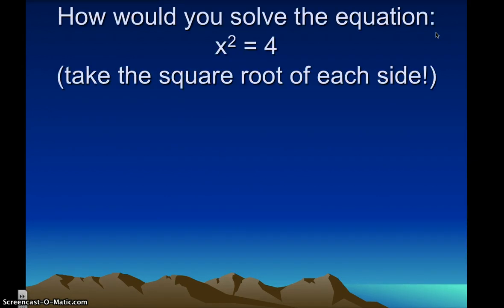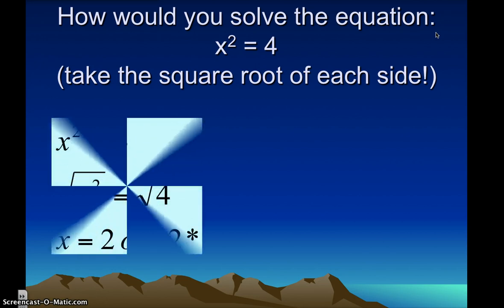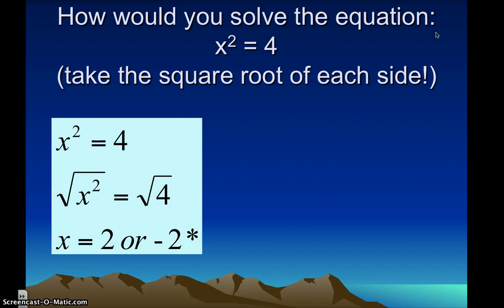If I give you the equation x squared equals 4, to solve for that, all you would have to do is take the square root of both sides, because remember, if you have something squared, the square root undoes it. And when you take the square root of both sides, what you get is that x is equal to 2 or negative 2. Remember, if you have a square root of a number, you have a positive and negative answer.